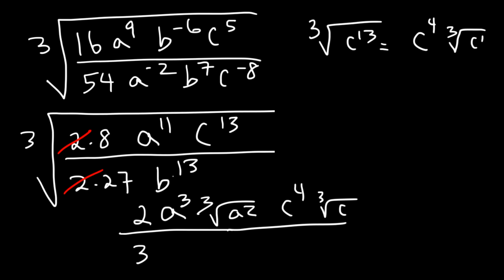And the cube root of b to the 13 is going to be just like the cube root of c to the 13. It's going to be b to the 4th, cube root b.